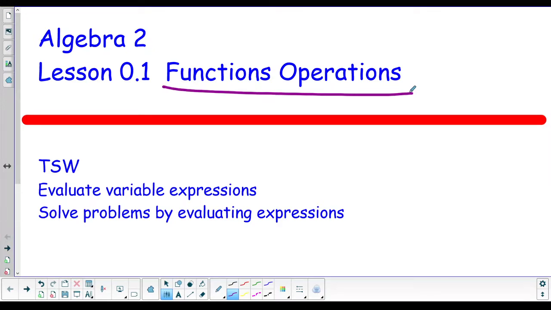So today we're going to focus on two things. We're going to focus on evaluating variable expressions. What this means in layman's terms is plugging in numbers.